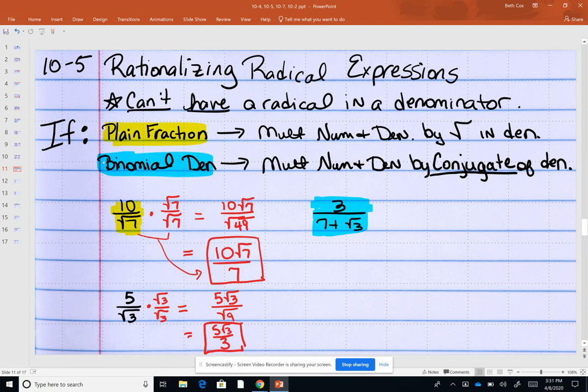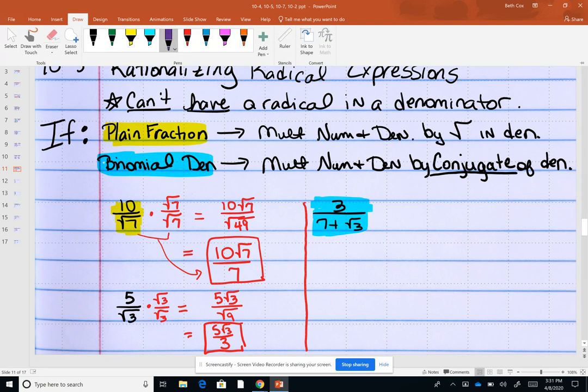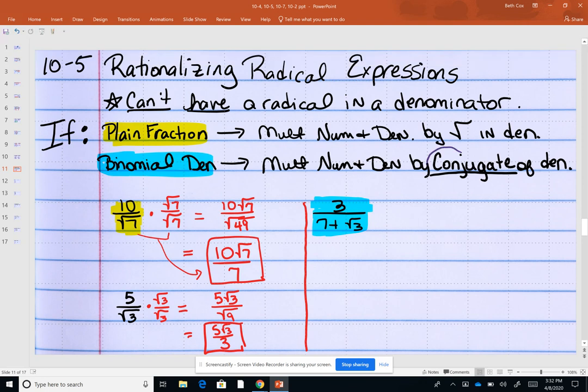All right, let's look at the binomial denominator. It works differently. This one, we're going to multiply the numerator and the denominator by the conjugate. We just learned about the conjugate in the previous videos. The conjugate of 7 plus the square root of 3 is going to be 7 minus the square root of 3. And again, whatever we do, we've got to do also to the top.